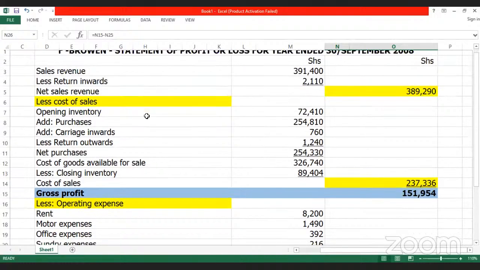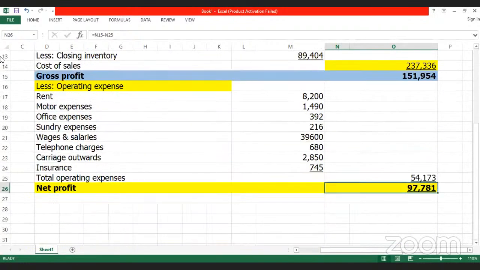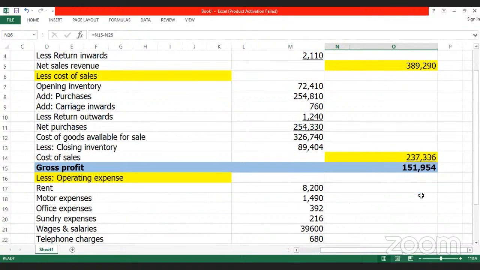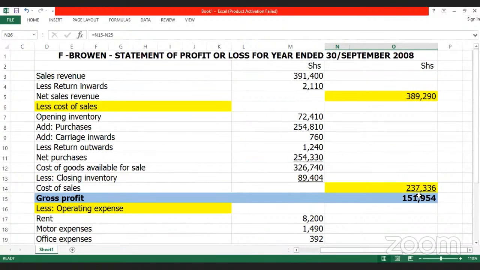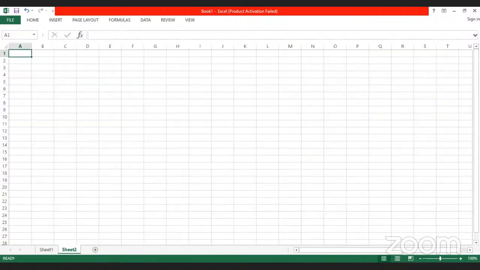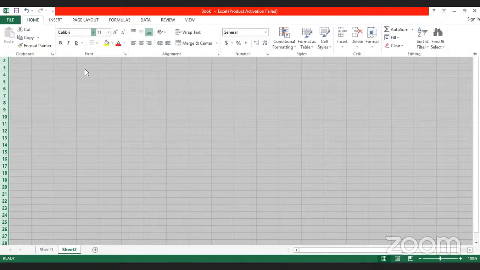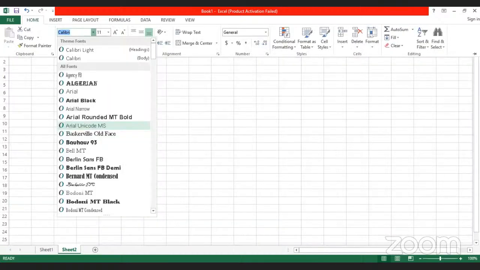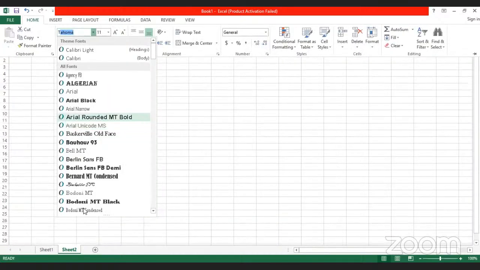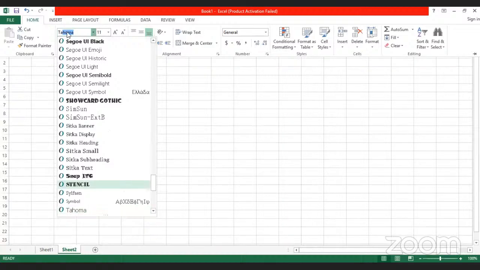So that is your income statement. This business is making profits. It made a profit of 97,781. That is their profit. So now we need to see the balance sheet part of it. Let's look at the balance sheet.